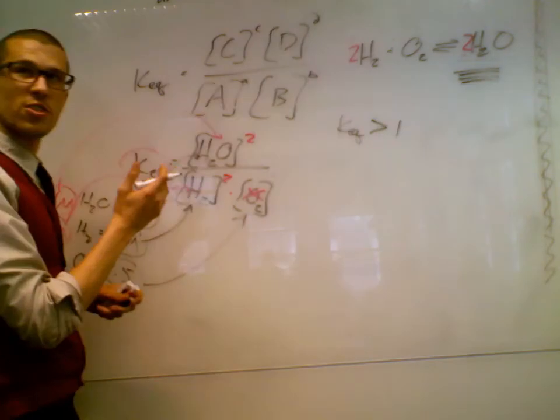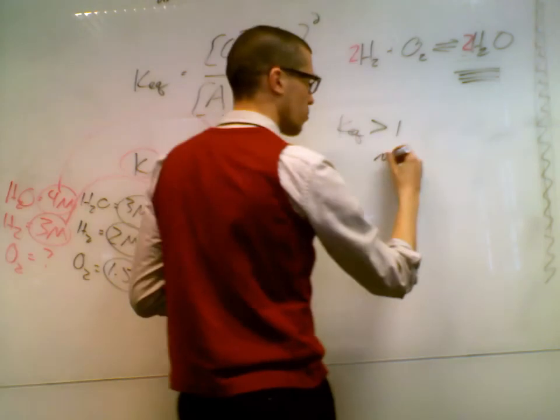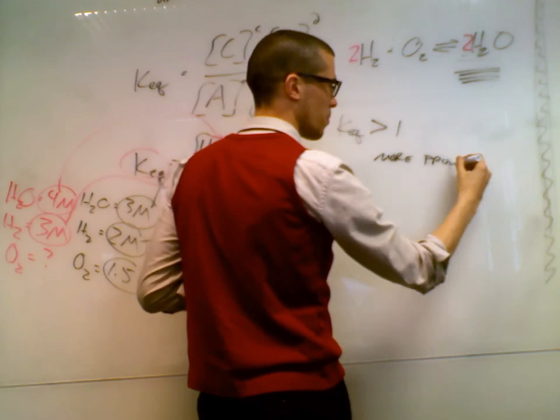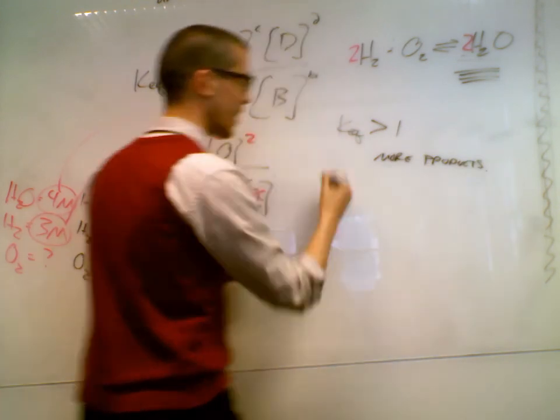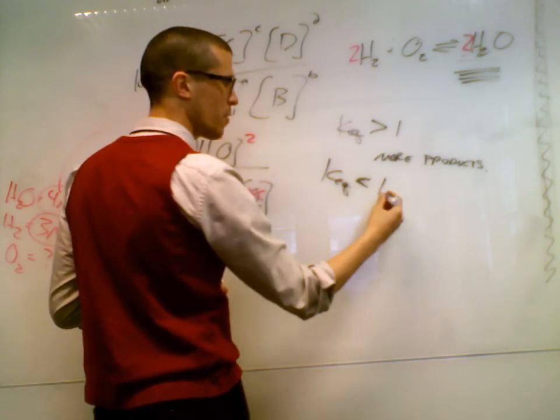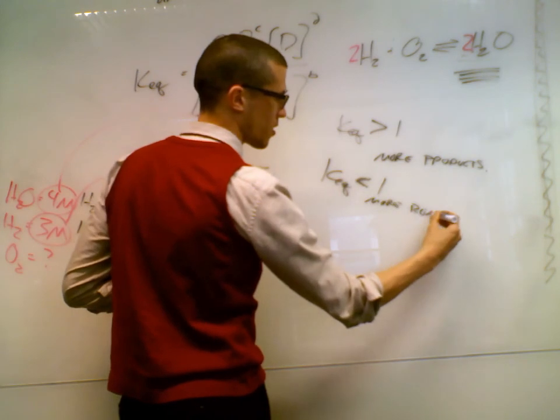And that should make sense to you, because that means that this number is larger. So this whole equilibrium favors the products. There's more products being made. If it's less than 1, what does that mean? More reactants. Yeah. If it is 1, then it's absolutely equal.